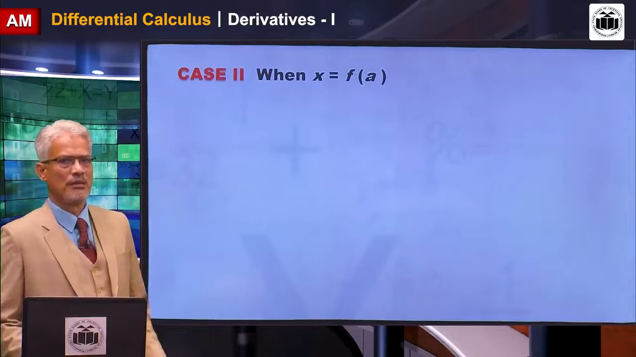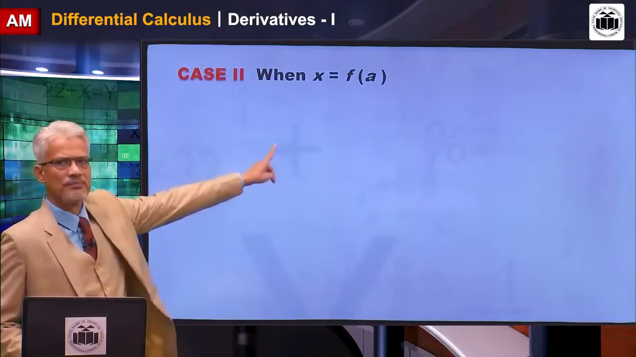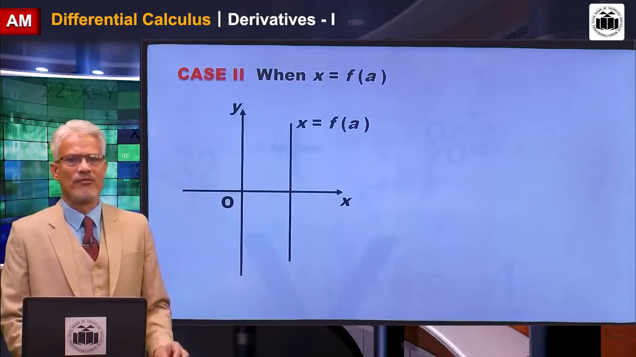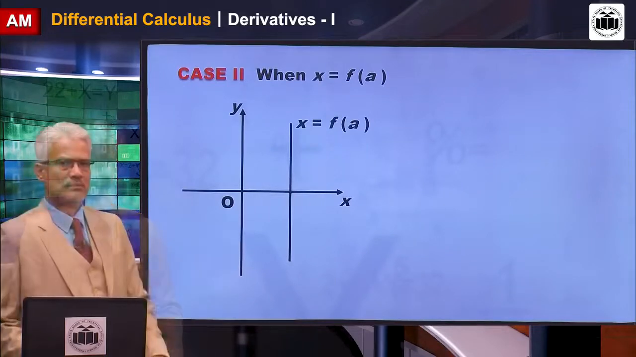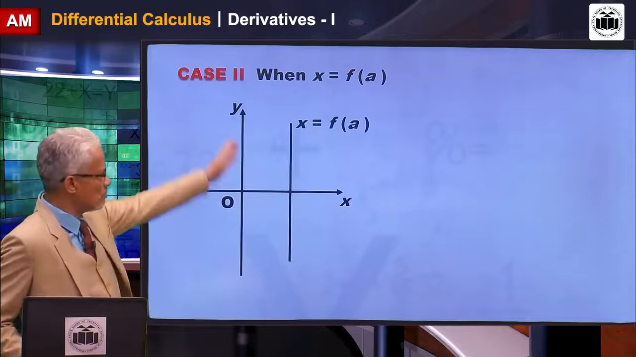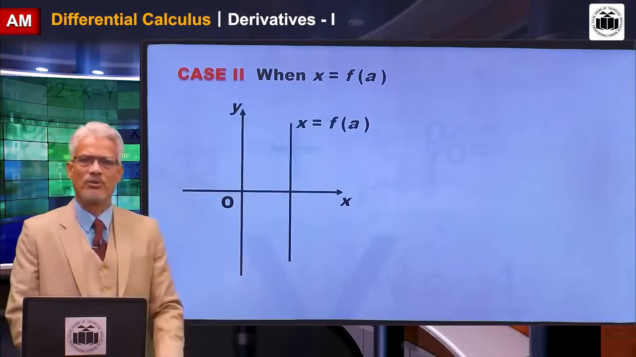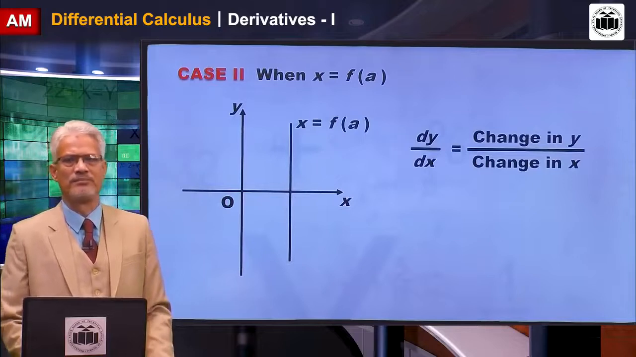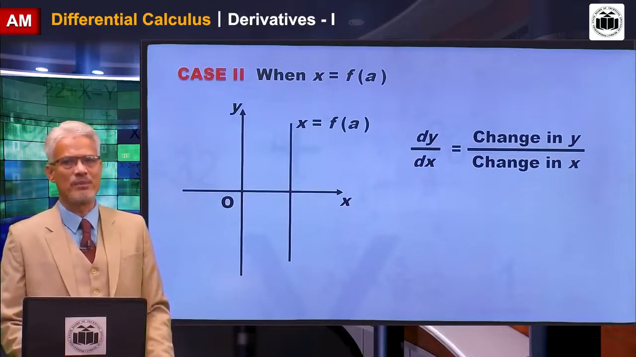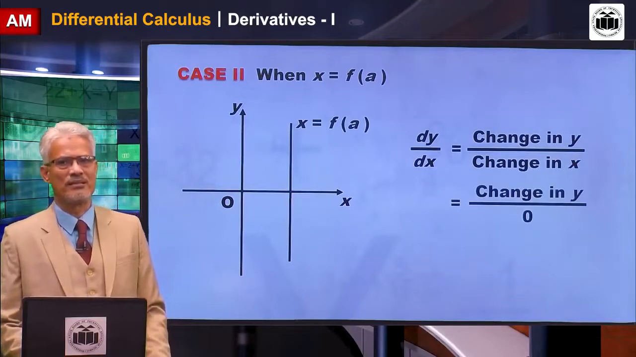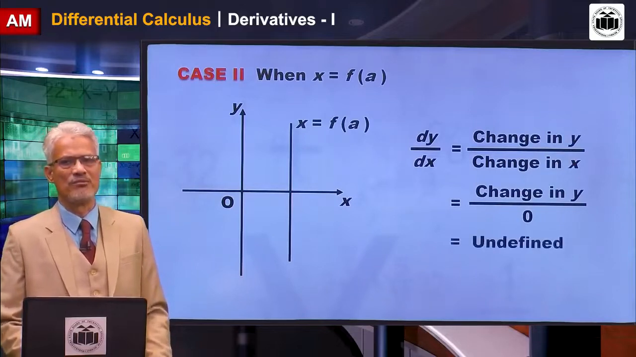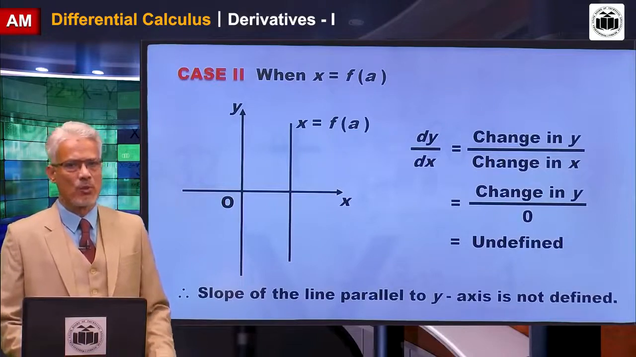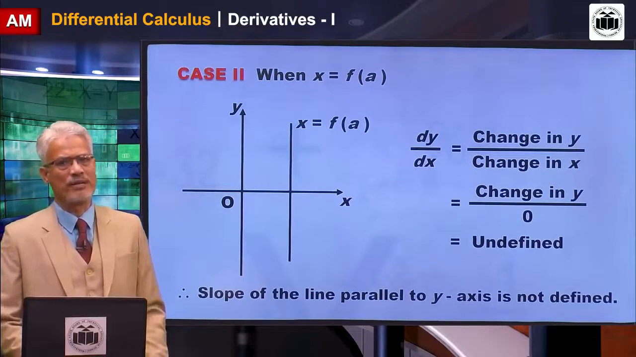Case 2, when x is equal to f(a), then the value of x is constant, we will get a straight line which is parallel to the y-axis. Now the slope is equal to dy upon dx, change in y upon change in x. There is no change in x because it is constant. That's why change in y upon 0, which is undefined. Therefore, slope of the line parallel to the y-axis is not defined.